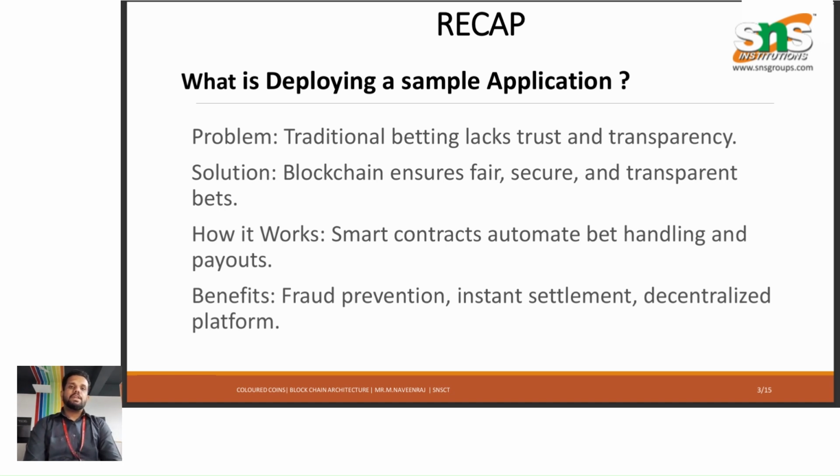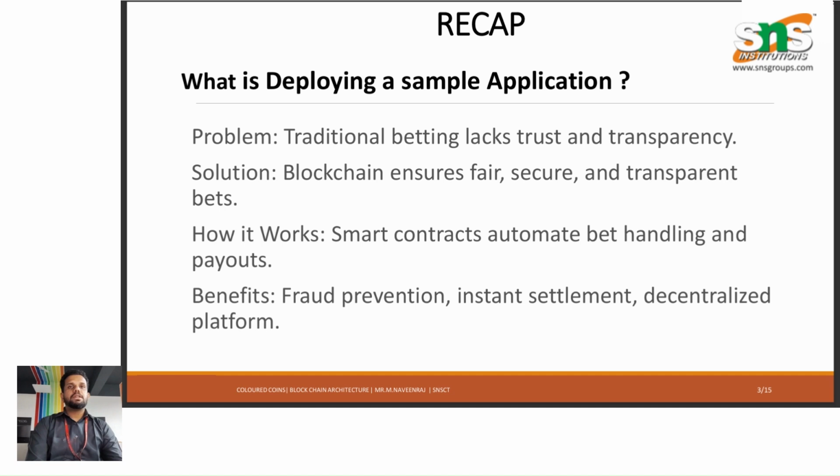So, the various steps in deployment. First, we have to write the smart contract, then compile the contract, then connect to the blockchain and deploy using some wallet. Then interact and test. This deployment ensures the decentralized app or token system is accessible, verifiable and secure for users worldwide. Once these steps have been followed, a complete app will be live. Then we can see about colored coins.